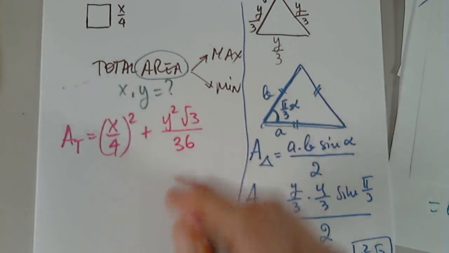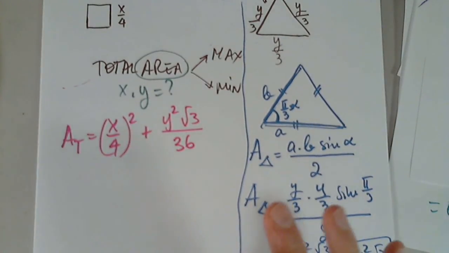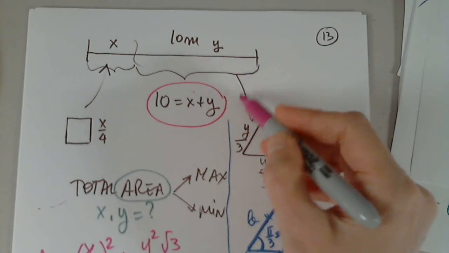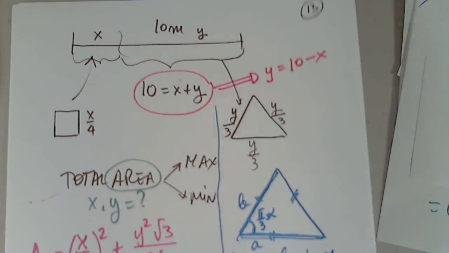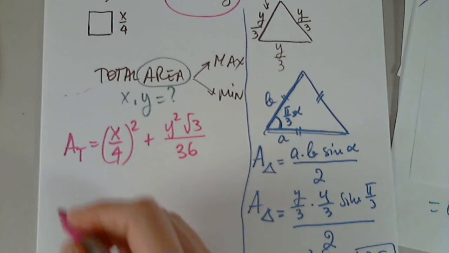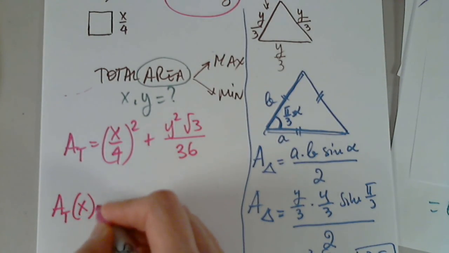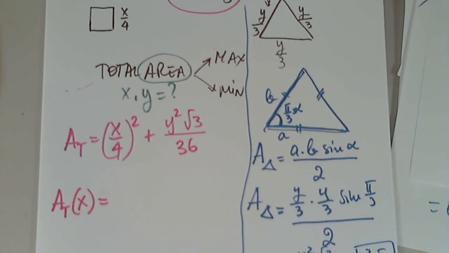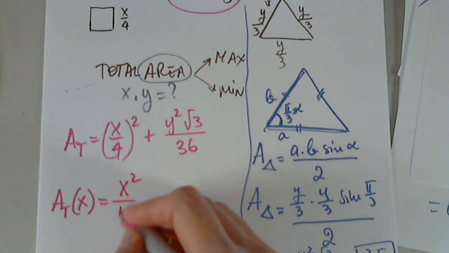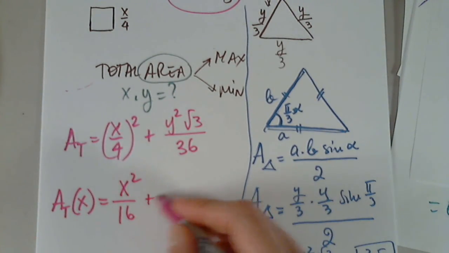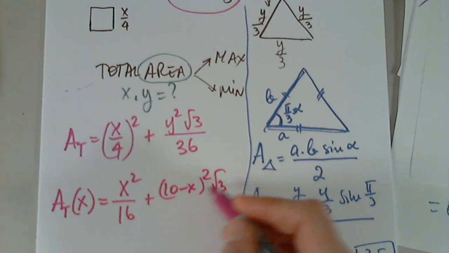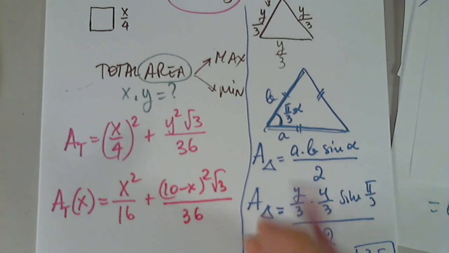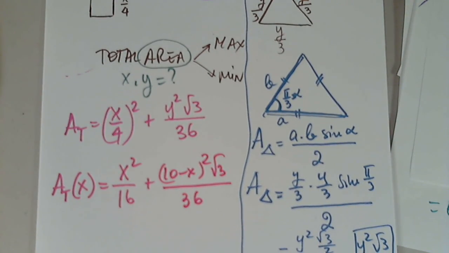I'm having a little bit of a problem because I have two variables. Not a problem though, because I know this. So from here, I will write that y equals 10 minus x. So now I can say the total area is a function of x alone. x squared over 16 plus (10 minus x) squared times the square root of 3 over 36. I cannot simplify this too much, so I'm not going to bother. I'm just going to go directly to the first derivative.